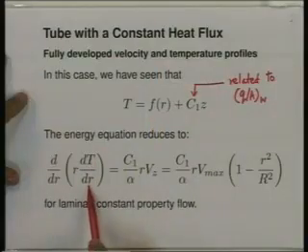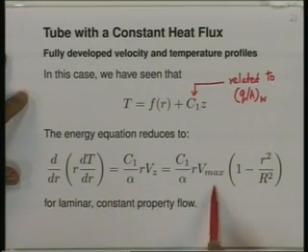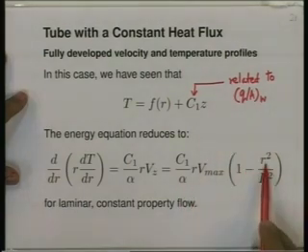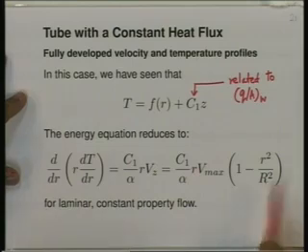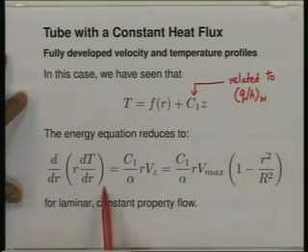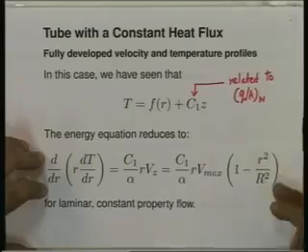We have a differential equation for temperature in terms of r, containing the constant C1 which is related to the heat flux, alpha, and the radius of the tube. This is a second order ordinary differential equation. So, we will need two boundary conditions. The two boundary conditions for this tube with a constant heat flux are as follows.